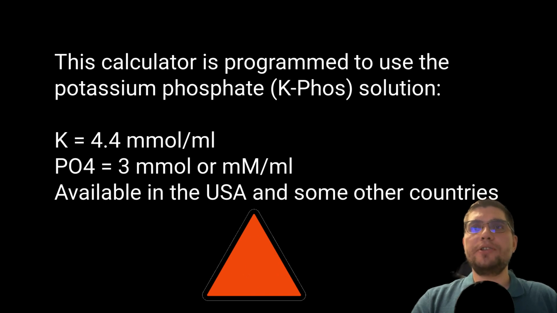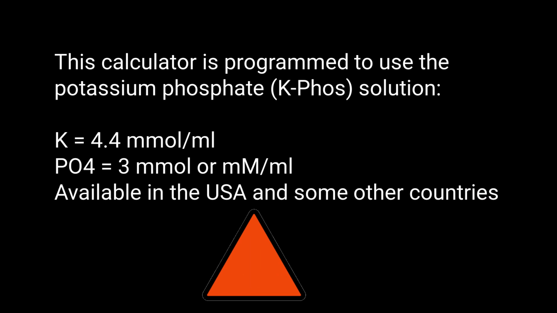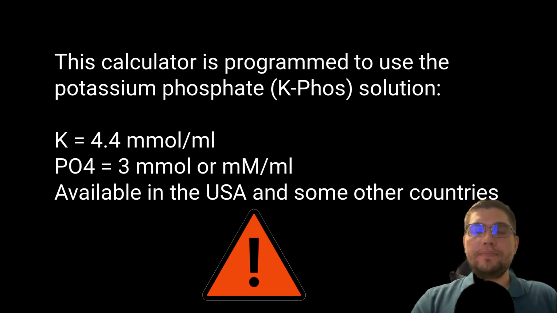It is important to note that the online calculator is programmed to use K-phos or potassium phosphate solution with a concentration of phosphate of 3 millimoles per milliliter and potassium of 4.4 millimoles per milliliter available in the United States.